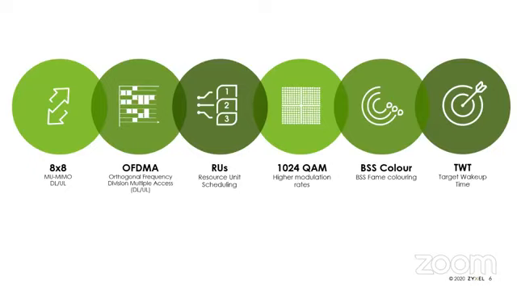OFDMA, and we'll talk a little bit more about that. Resource unit scheduling, the ability to schedule when somebody broadcasts. We've increased the QAM, which is the modulation. So we're going from 256 QAM up to now 1024 QAM. So being able to cram more data in the same amount of bandwidth. Something called BSS coloring, which we'll talk about here in a second, and TWT, targeted wake up time. I don't think there's a slide on that.